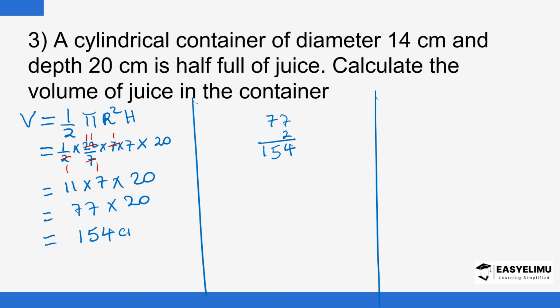So this is 154 cubic centimeters. Actually, you add the 0 here, so 1540 cubic centimeters. So it's 77 by 2, 154, but you remember to add that 0, please don't forget. So the 0 must be added. So basically, that is how you go about it.